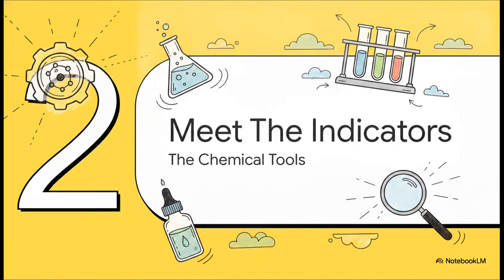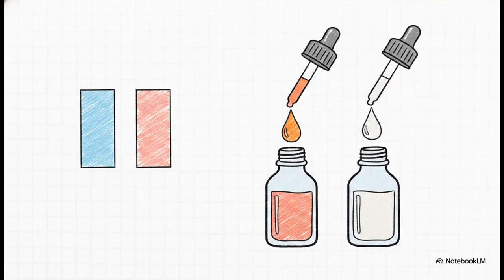Moving right along into Section 2, meet the indicators. Time to check out our chemical tools. We're going to use 4 highly specific chemical indicators to force our suspects to talk. We've got blue litmus and red litmus. Those are just small strips of paper, alongside methyl orange and phenolphthalein, which come as liquid drops. Now, each of these has a really specific reaction profile when you drop them into different chemical environments.